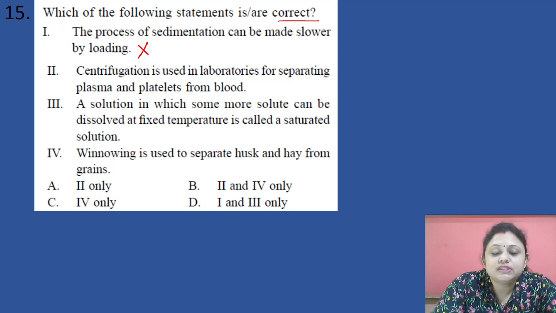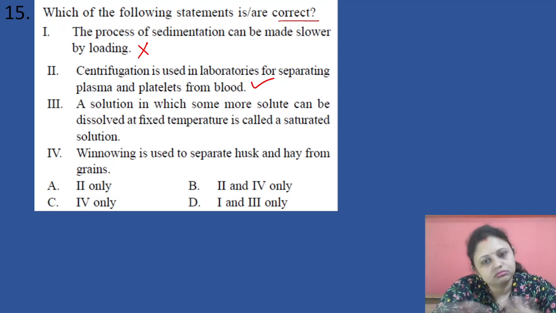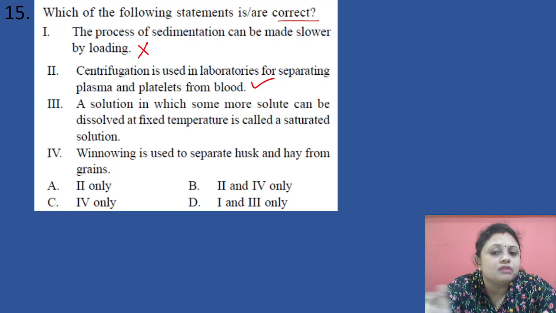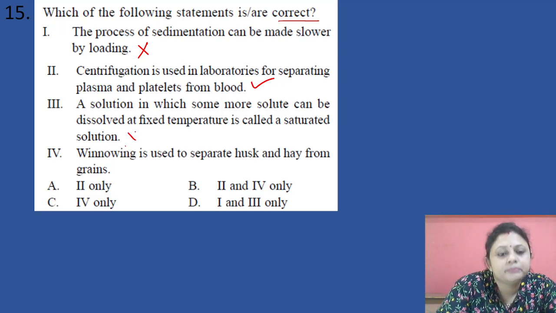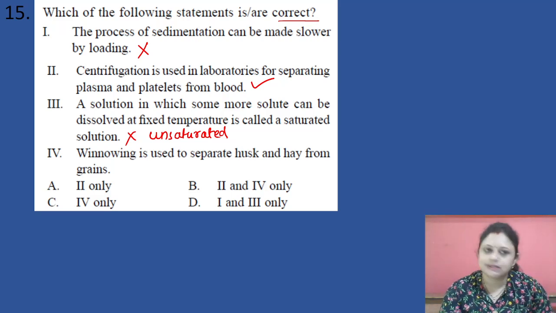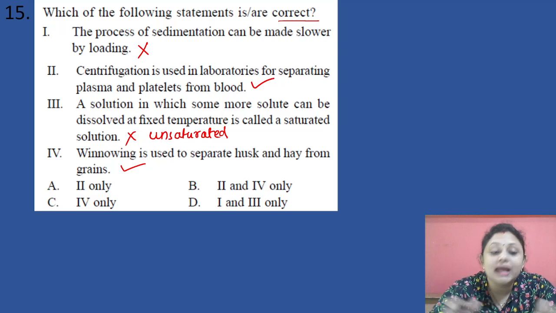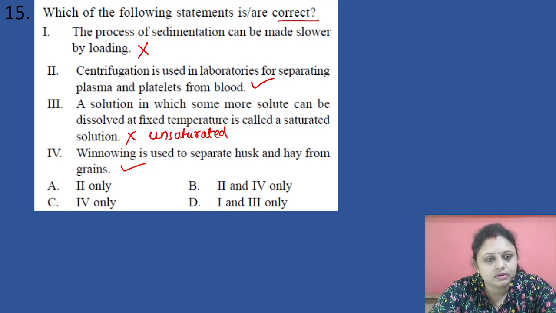Then centrifugation is used in laboratories for separating plasma and platelets from blood. This one is correct. Centrifugation is used in the laboratory for separating the components of blood. Okay. Then a solution in which some more solute can be dissolved at a fixed temperature is called an unsaturated solution. If no more solute can be dissolved, then only it would be a saturated solution. Okay. Winnowing is used to separate husk and hay from grain. Yes, it is correct. With the help of wind, we separate the husk and hay from the grains.